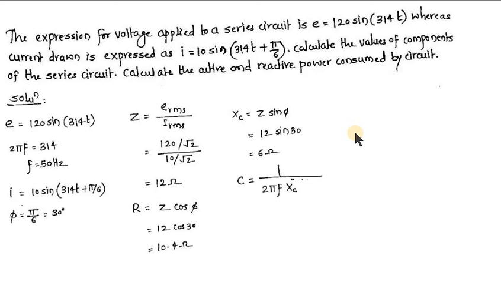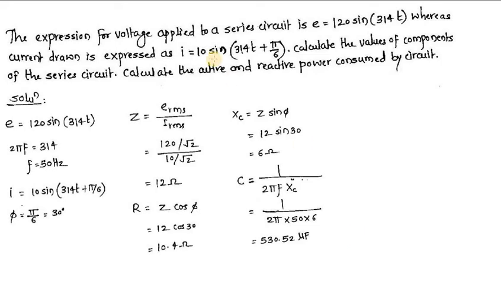But we also know XC is equal to 1 upon 2 pi f C. So C can be written as 1 upon 2 pi f XC. Substitute the values already known and the value of XC obtained here, and what we get is C equal to 530.52 microfarad. So we have found both the components involved in this series circuit: R is 10.4 ohm, C is 530.52 microfarad.